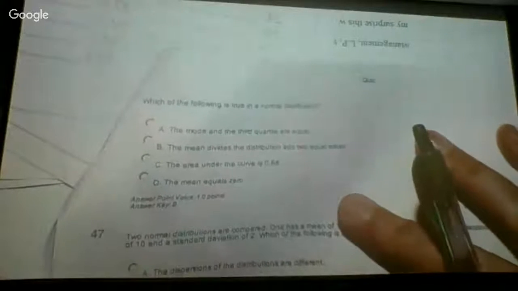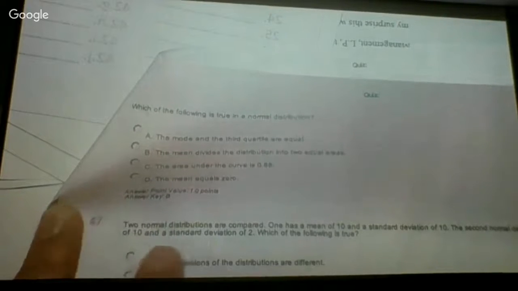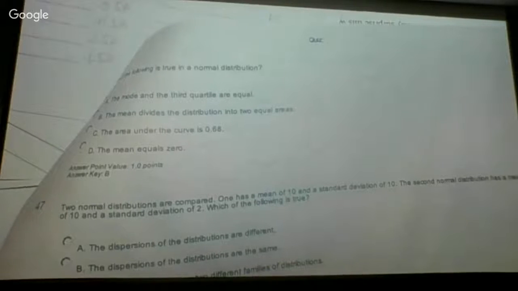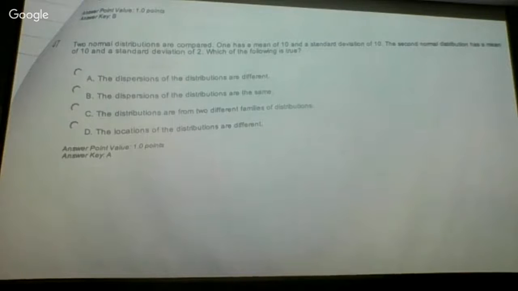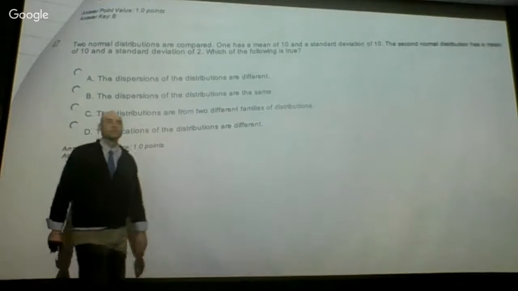A couple of things that we should know about the normal distribution. The mean divides the distribution into 2 equal areas, because the mean is also the median, and that's the median's job. And in 46, 2 normal distributions are compared. One has a mean of 10 and a standard deviation of 10. The second has a mean of 10 and a standard deviation of 2. The dispersions of those 2 distributions are different.